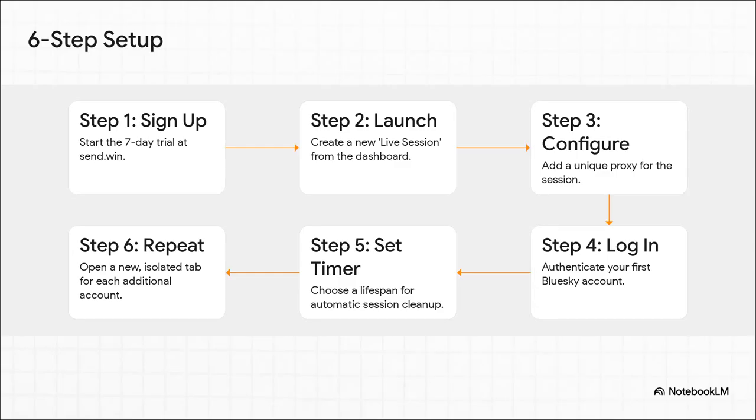First, you're going to sign up for that trial, and then you launch what's called a live session. Step 3, you give that session its own unique proxy. Then you just log into your first Bluesky account. Maybe set a timer so it cleans itself up later. And that's pretty much it. For the next account, you just repeat the process. New, completely isolated tab. It's honestly that easy.